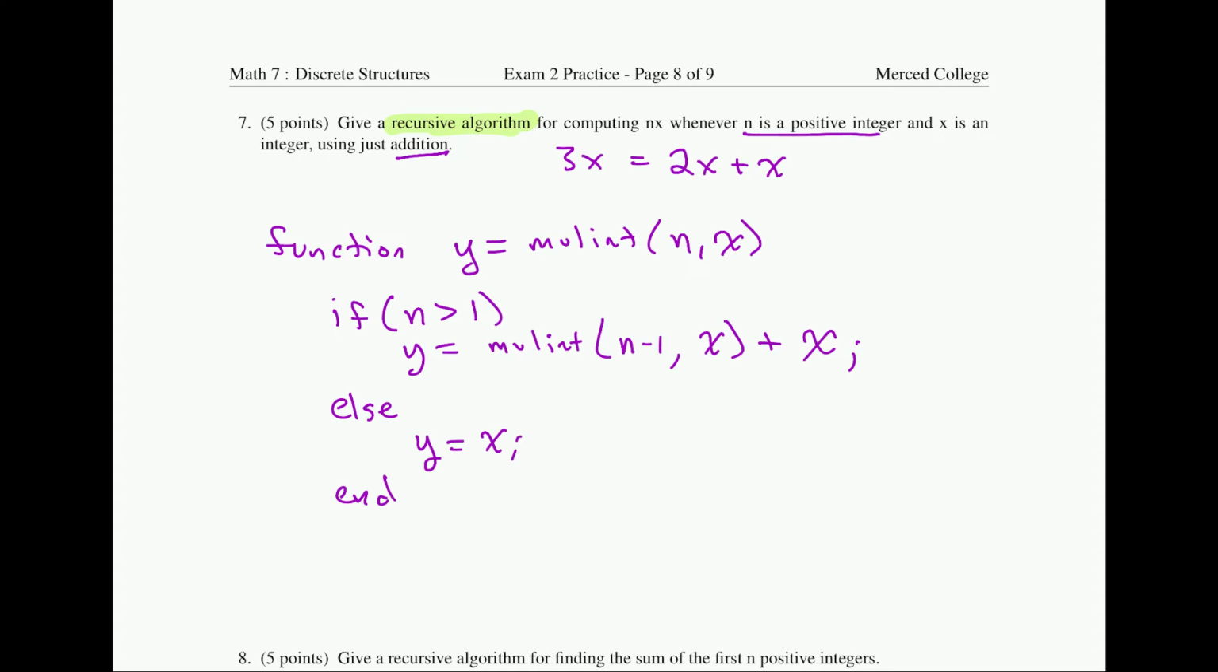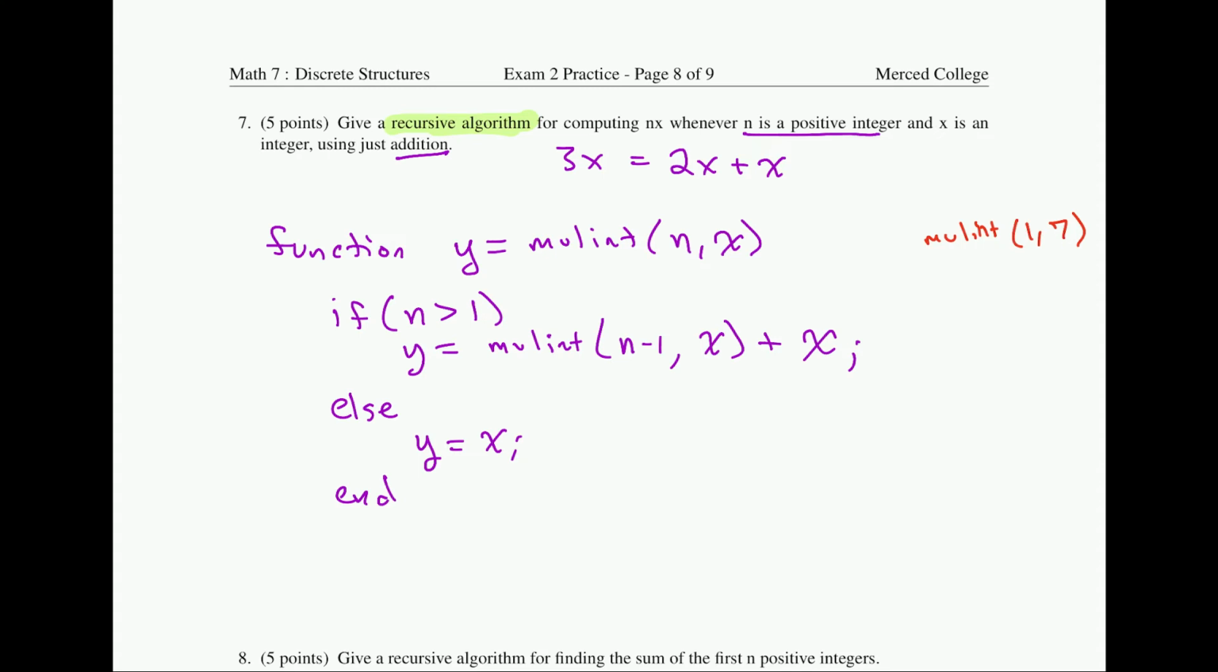Like, if you called this function with mul int 1 and, I don't know, 7, right? Then of course that's supposed to be computing n times x, so 1 times 7, the result should be 7. And what will happen when you do that is it'll check if n is greater than 1. It's not, because n is 1. So this gets skipped. It does the else, and then y equals x, which was 7. So it would return 7 in this case.